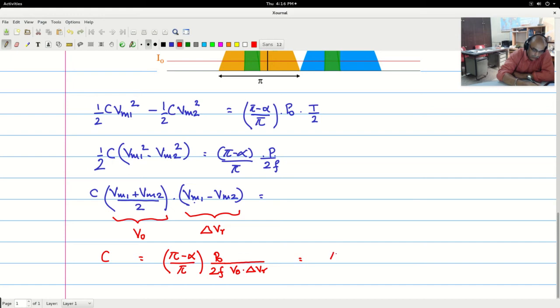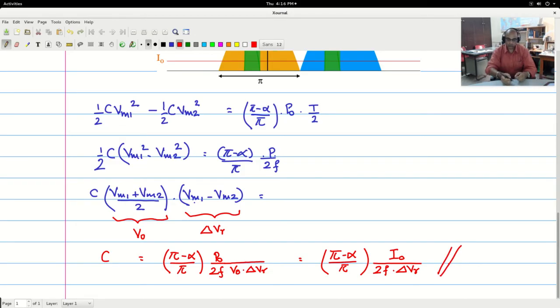you can write the value of C as (pi minus alpha) I naught by 2 times supply frequency into delta VR. So this is the value of the capacitor that you will have to put in order to get this particular ripple and for this particular load current.